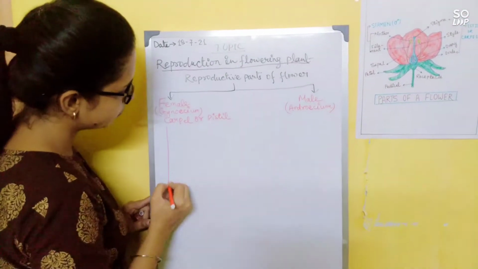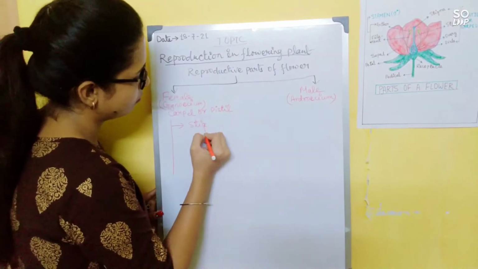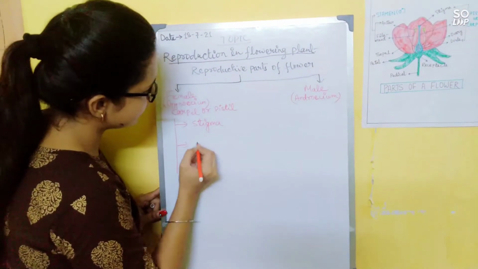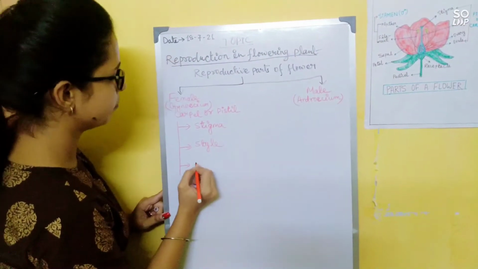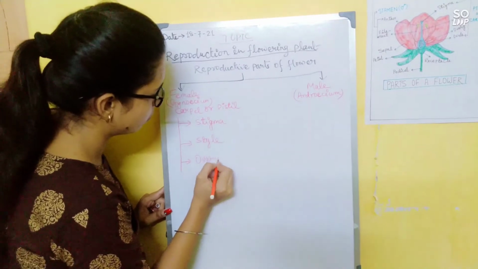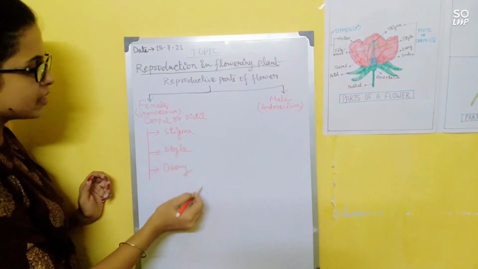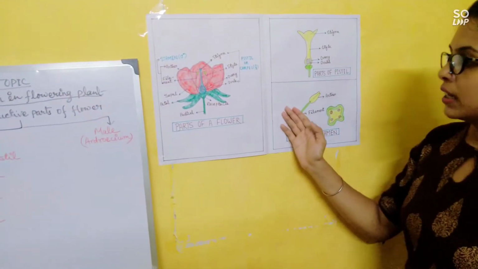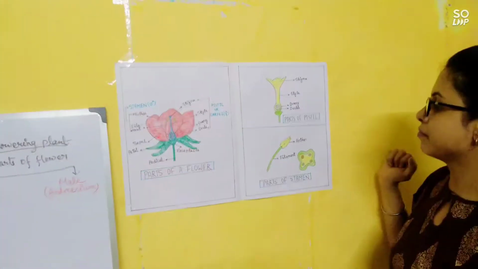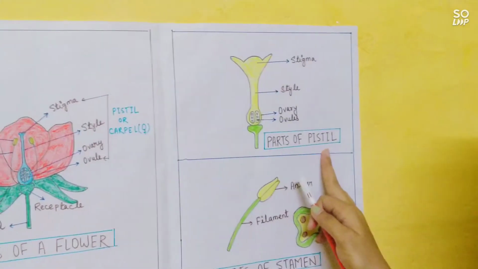That is, first is stigma, second is style, and third is ovary. So, carpel or pistil is further divided into three parts: stigma, style, ovary. Now come to the chart. Here we have a chart. This is the parts of a flower, and here we have the parts of a pistil or carpel.